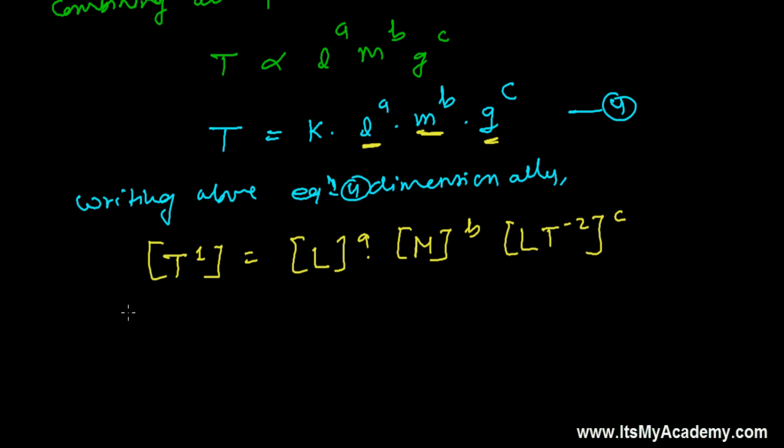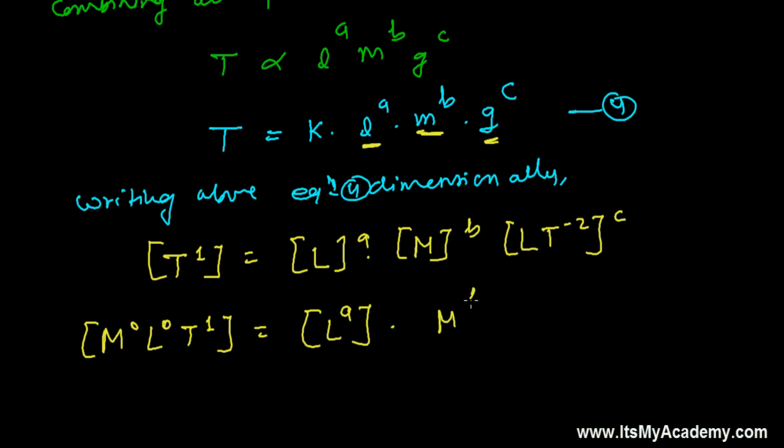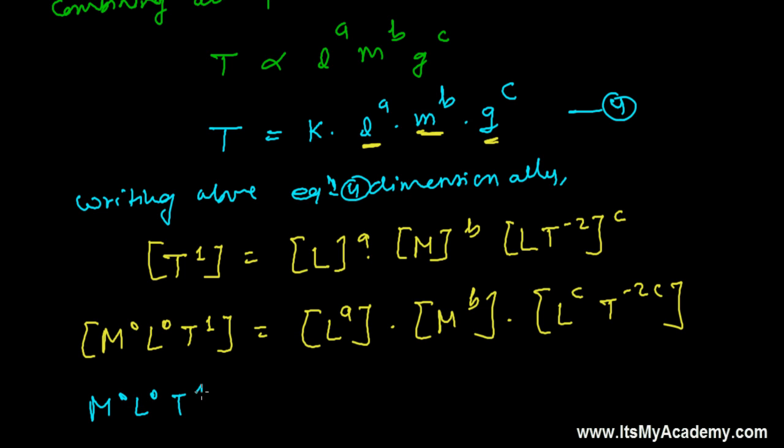So let me write in the MLT format, so it's M^0 L^0 T^1, and here L to the power a, and here M to the power b, and here L to the power c T to the power minus 2c. Okay, now let's combine them on the right-hand side. So it's going to be M^0 L^0 T^1 equals L to the power a, M to the power b, L to the power c, and then we have c also, so a plus c, because whenever you get the same base, the powers get added.